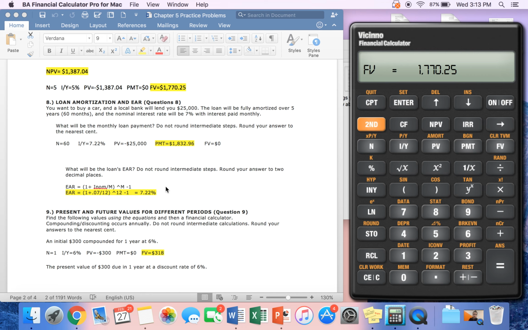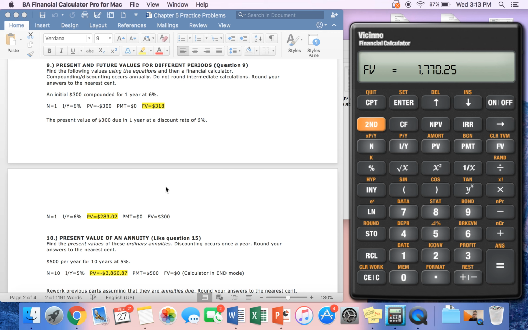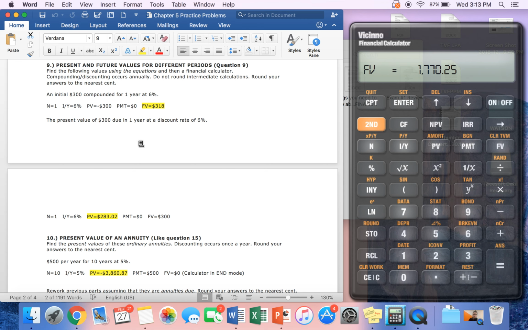Okay? So then the next question, number 9, is the different periods. This one's pretty straightforward, and all I'm trying to get you to do here is understand the difference between discounting and compounding, okay? The first question says an initial $300 compounded for 1 year at 6%. It's a super simple question, and when we say compounding, really what we're solving for here is future value. So if I'm compounding, you should instantly think I'm solving for future value. I'm going from today into tomorrow, therefore I'm going forward.